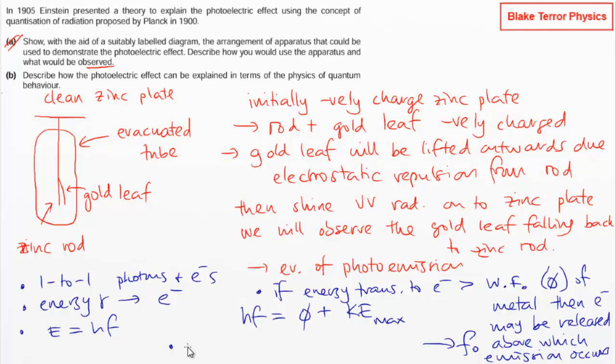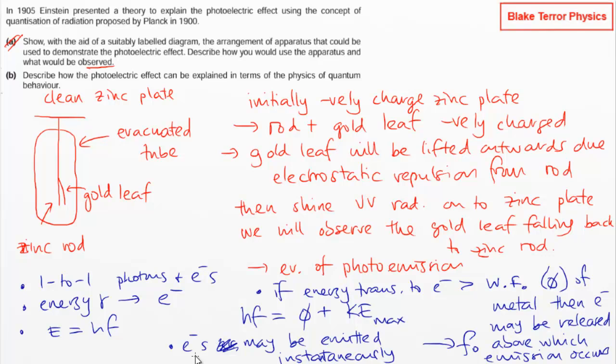And we can also say that the electrons may be emitted instantaneously, because all we need is a photon arriving. So one photon can arrive immediately.